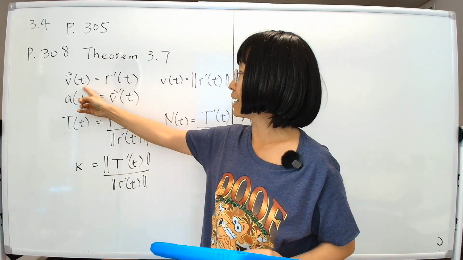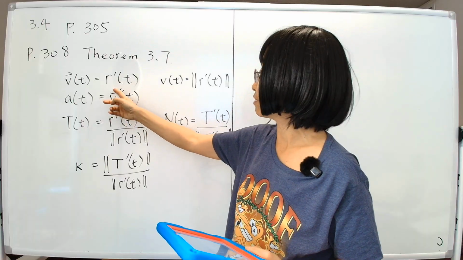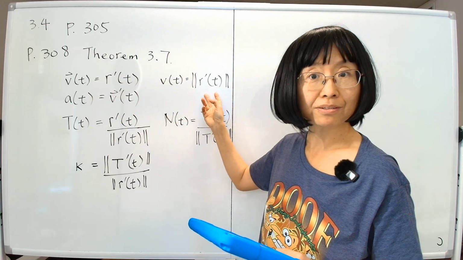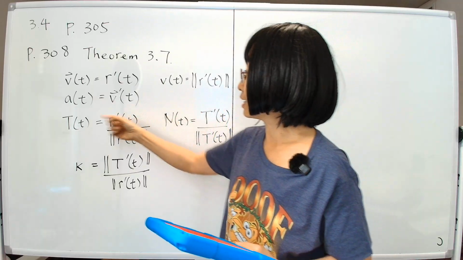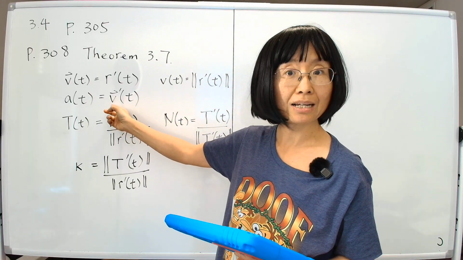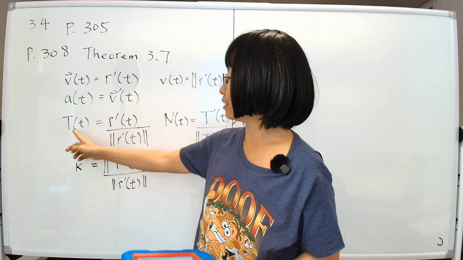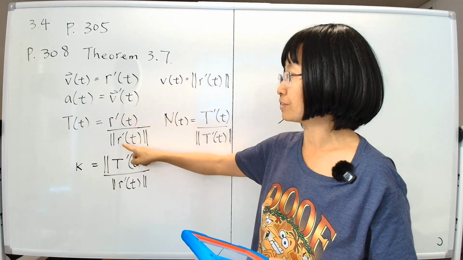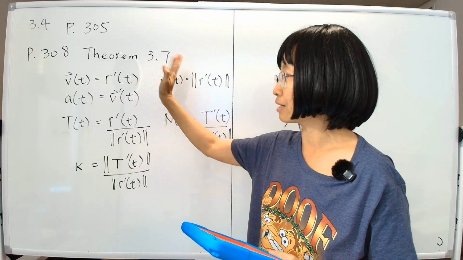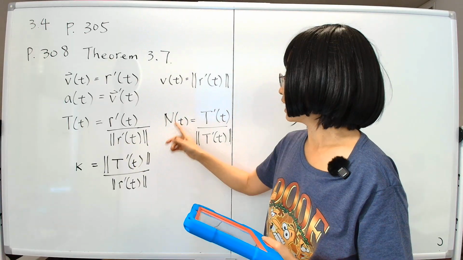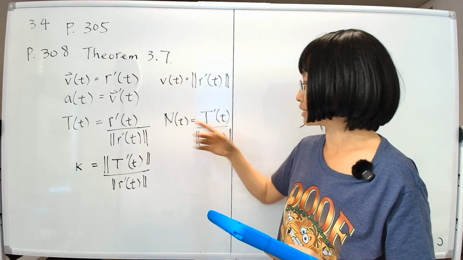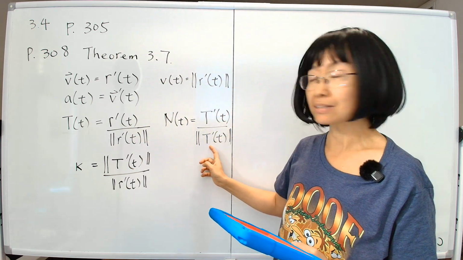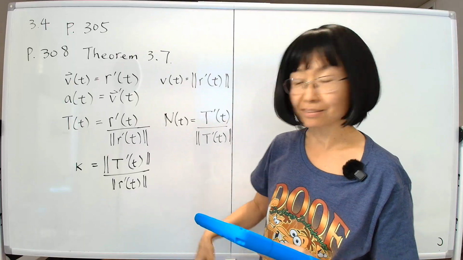What is v of t again? V of t is r prime of t. We just covered that. And the magnitude of v of t, of course, is the magnitude of r prime of t. A of t is v of t, taking the derivative. And then the unit tangent vector is defined as r prime of t divided by its magnitude. We had that a section or 2 ago. N of t, the normal, is defined as T prime divided by its magnitude. We had that maybe last section.